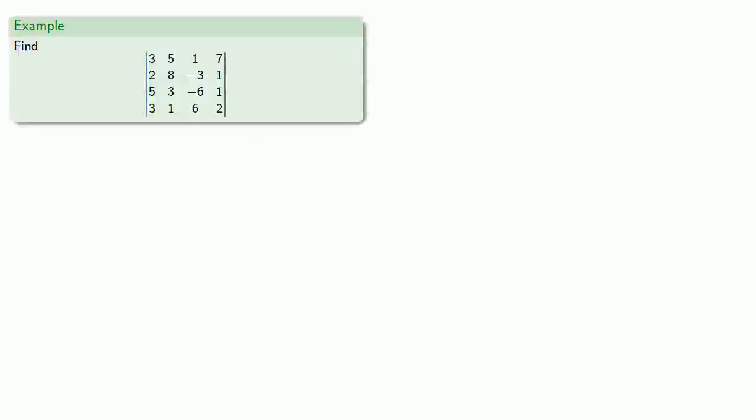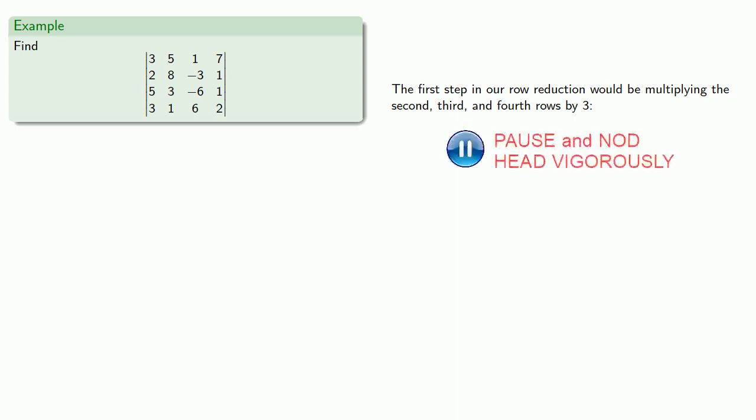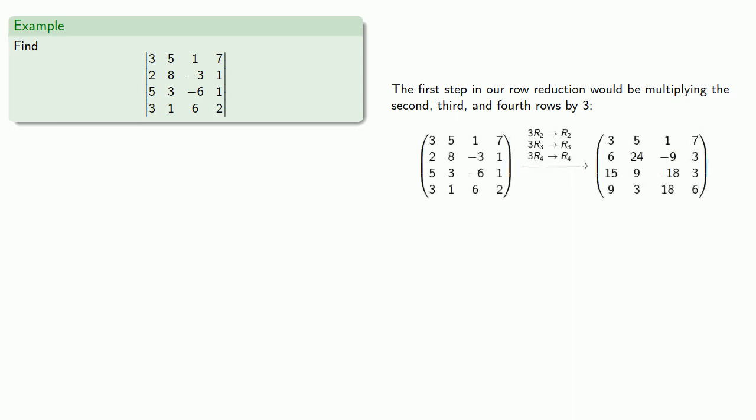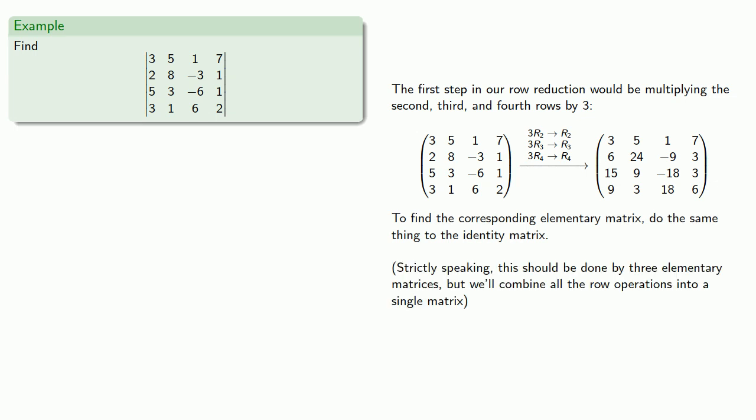For example, let's find the determinant of this 4x4 matrix. So if we wanted to row reduce this matrix, the first step in our row reduction might be multiplying the second, third, and fourth rows by 3. And to find the corresponding elementary matrix, we do the same thing to the identity matrix. Strictly speaking, this should be done by 3 elementary matrices, but we'll combine all the row operations into a single matrix.